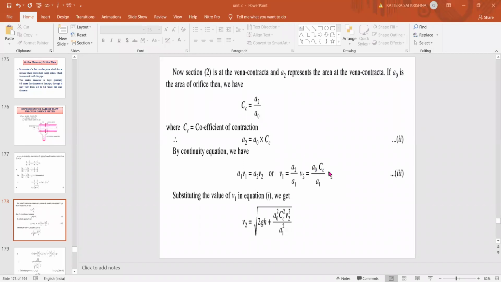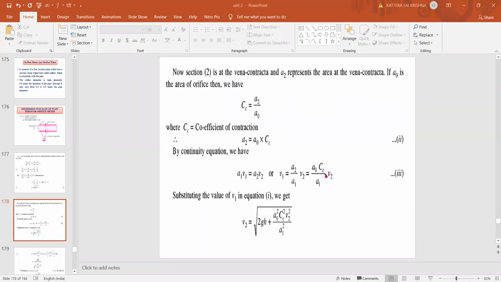So we got this term finally, the third equation. Number 3 is V1 is equal to A0 CC into V2 by A1. V1 is equal to A0 CC V2 by A1. So let us consider this as our third equation.